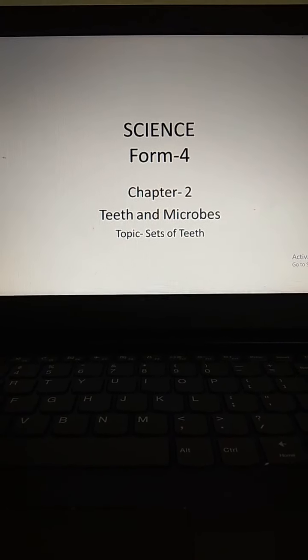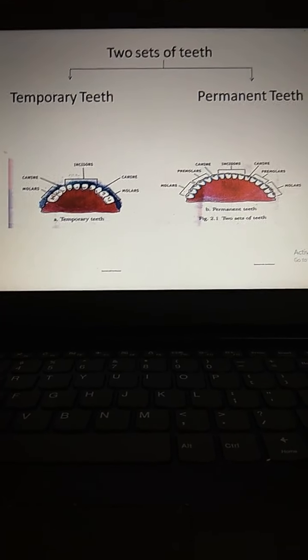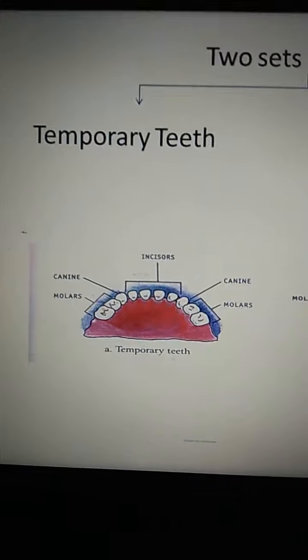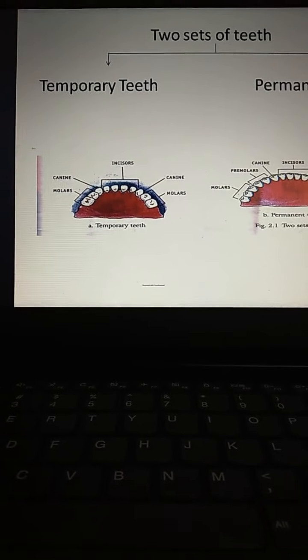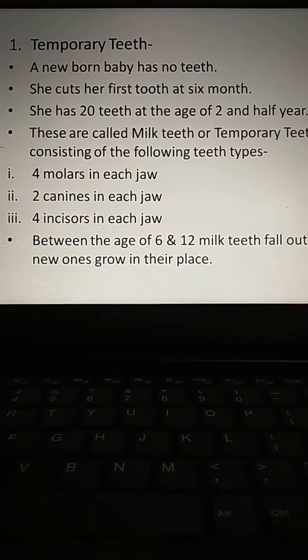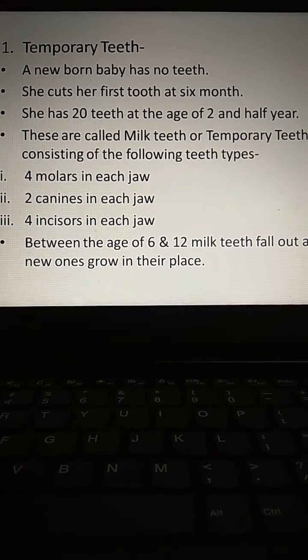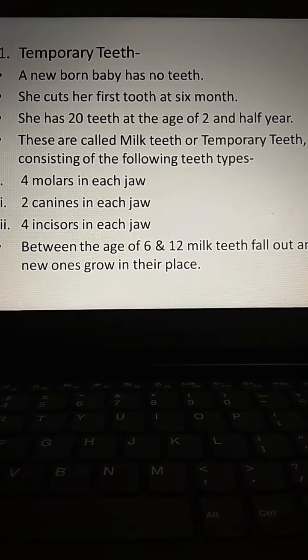There are two sets of teeth, temporary teeth and permanent teeth. First, temporary teeth. A newborn baby has no teeth. She cuts her first tooth when she is about 6 months old.